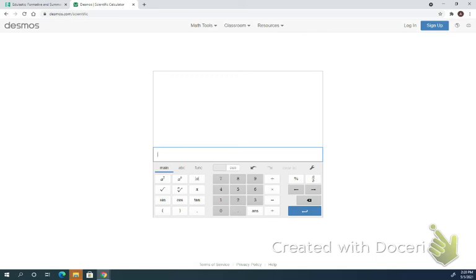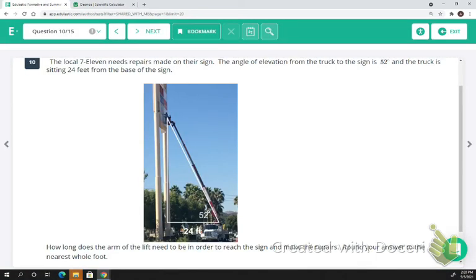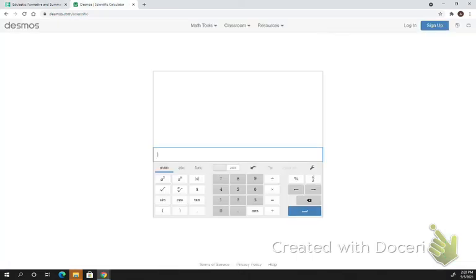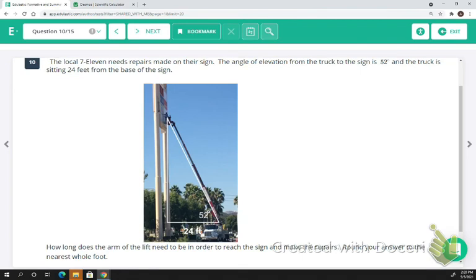Oh my goodness, sorry, I'm very forgetful. My sides were 24 times cosine of 52. So 24 times cosine of 52, and that leaves me with 14.7. It wanted me to round to the nearest foot. So H is equal to 14.7. For the nearest foot, I'm looking at the 7 to the right, so the length of the arm has to be 15 feet.